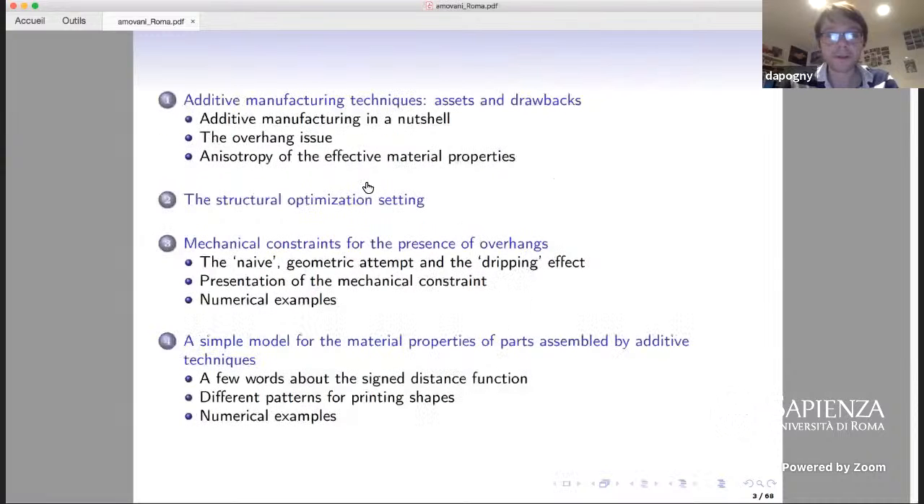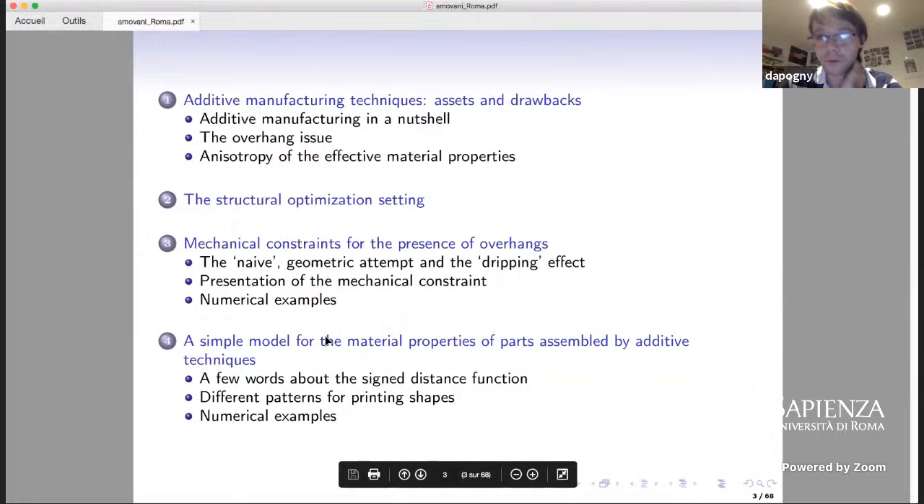So here is a short outline of this presentation. I will first discuss a few generalities about additive manufacturing that probably you are already aware of, especially after the first day of the workshop, but they will be needed to construct our mathematical models in the sequel. And then I will present the model structural optimization setting of the presentation, before discussing the two types of constraints imposed by additive manufacturing techniques that I would like to discuss in this presentation.